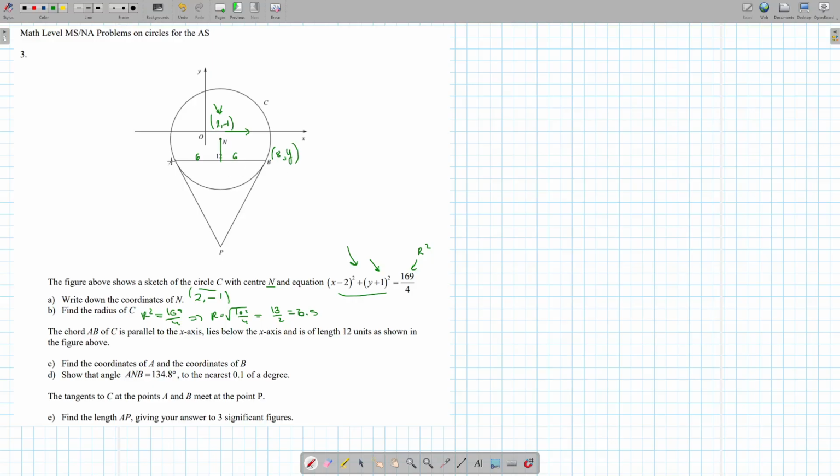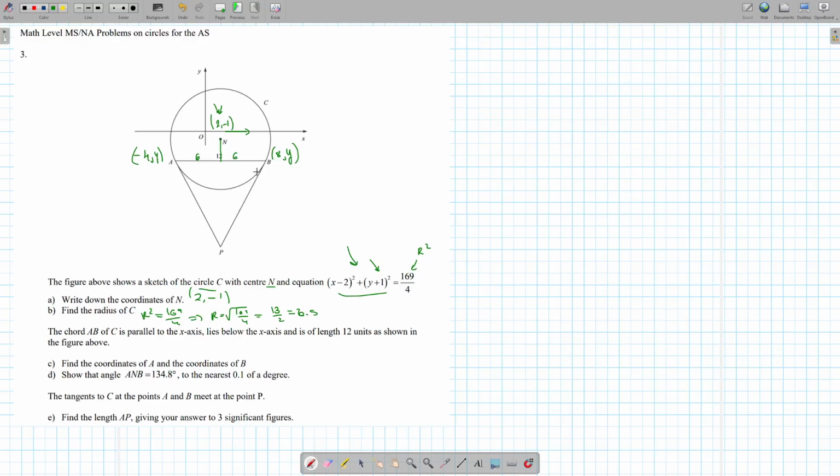Type, and over here, what's it going to be? It's 6 to the left of 2. 2 minus 6 is what? Negative 4 comma y. Now, there are many ways you can go on from solving this. You could maybe substitute negative 4 into here and find the y coordinate.